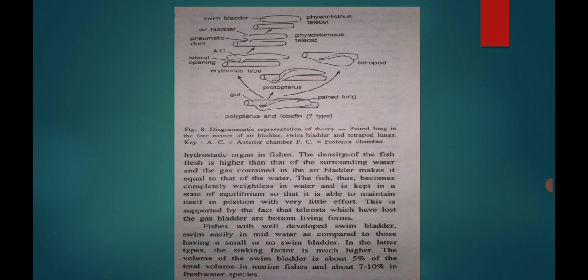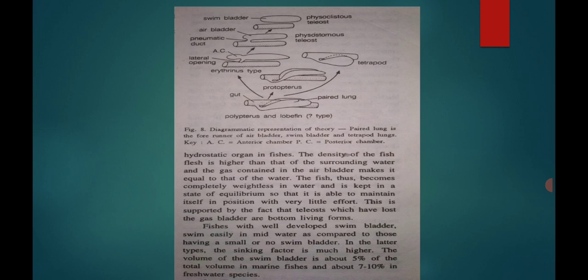The density of the fish flesh is higher than that of the surrounding water, and the gas contained in the air bladder makes it equivalent to water. The fish thus becomes completely weightless in water and is kept in a state of equilibrium, so that it is able to maintain itself in position with very little effort. This is supported by the fact that the teleosts which have lost the gas bladder are bottom living forms.